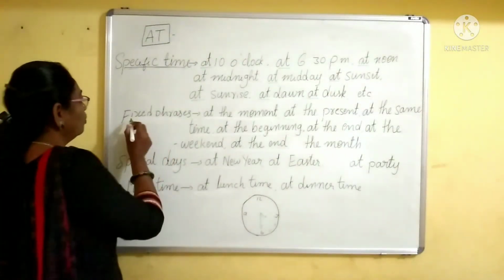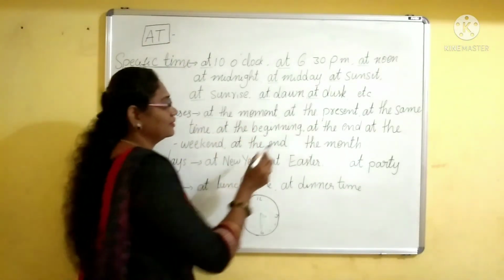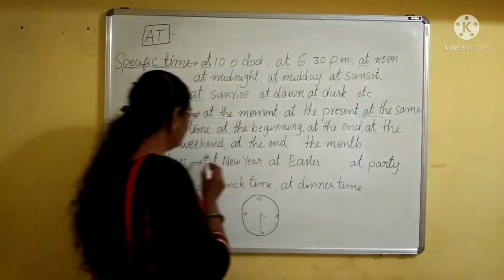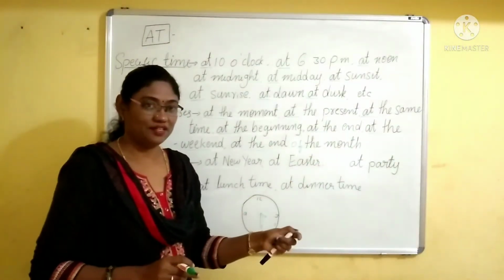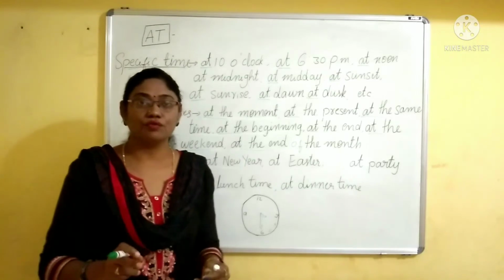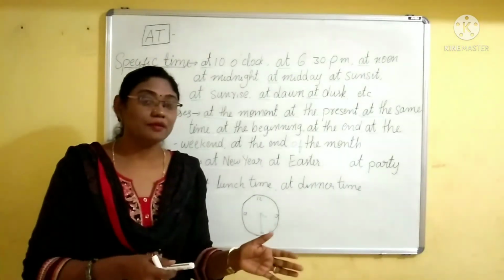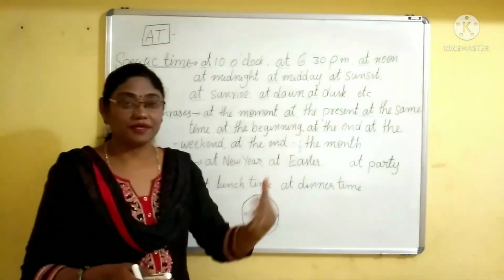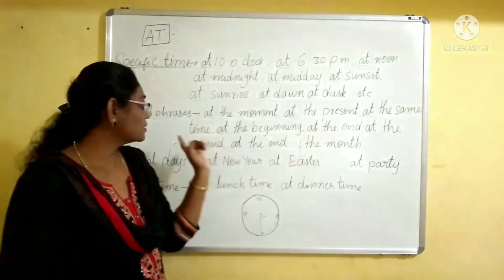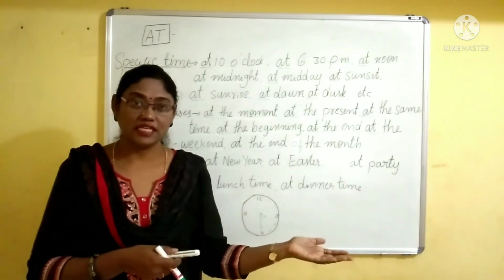Next, with some fixed phrases, we will use at. At the moment, at the present, at the same time, at the beginning, at the end, at the weekend, at the end of the month. When we talk about these fixed phrases in our daily life, we will use at. For example, at the moment my mom was cooking, at the moment my friends came. Then, at the present, let's know about COVID progress at the present. At the same time, I was teaching grammar. At the same time, another teacher was teaching maths.